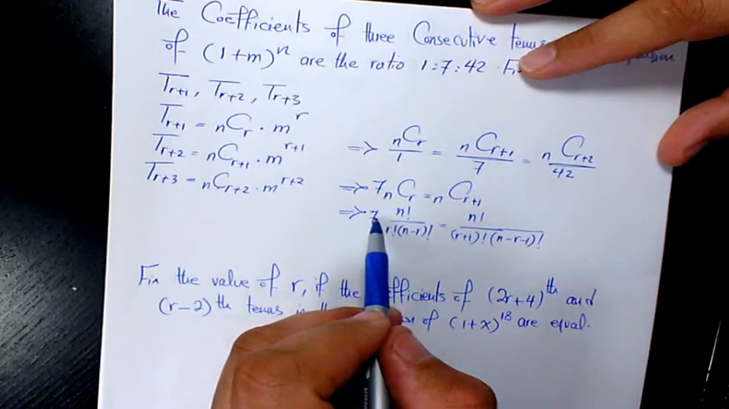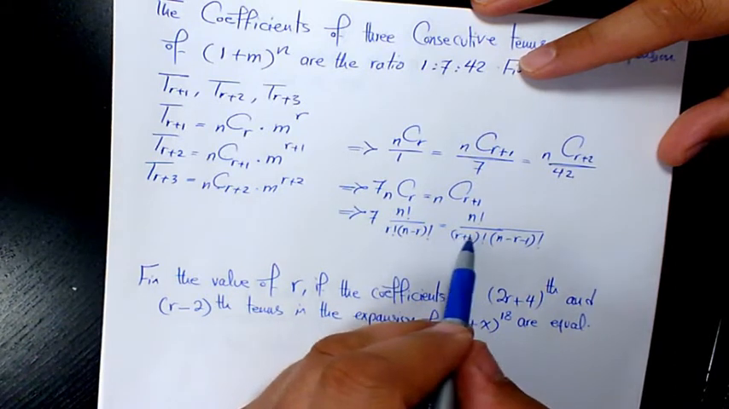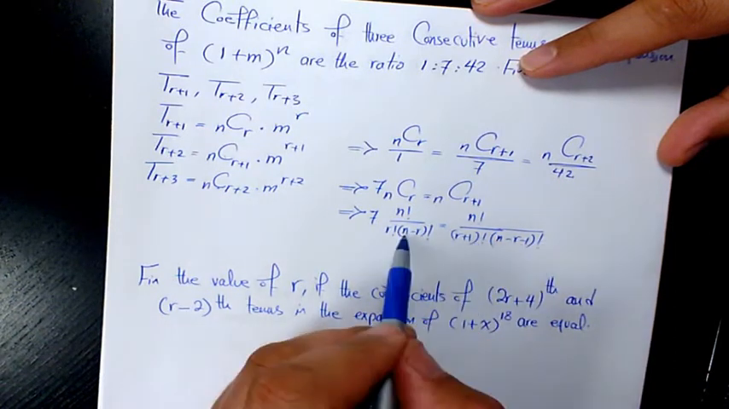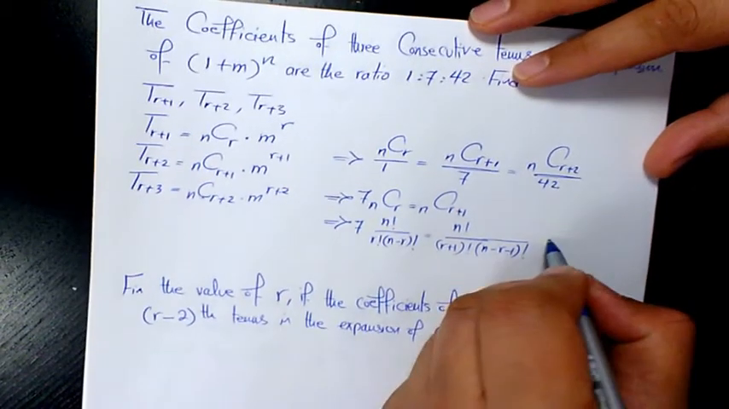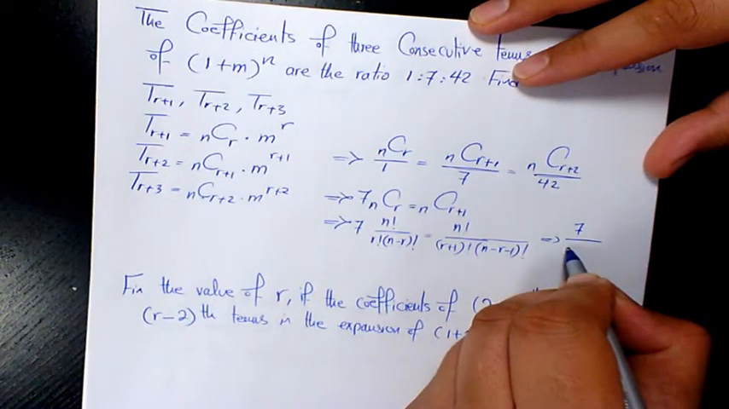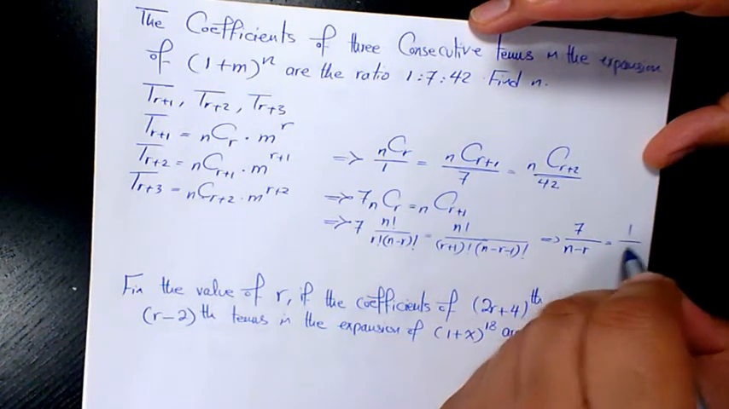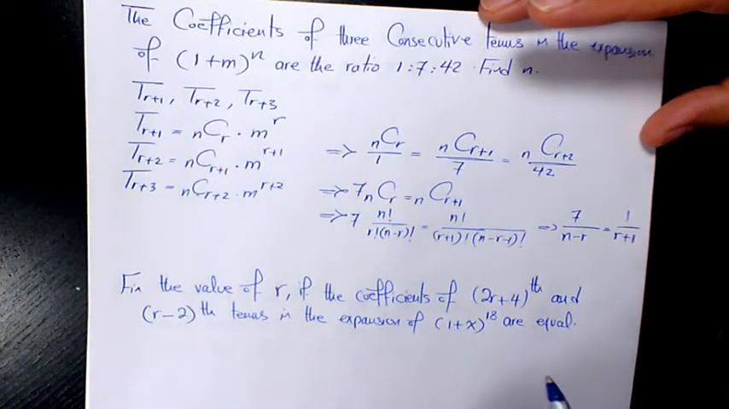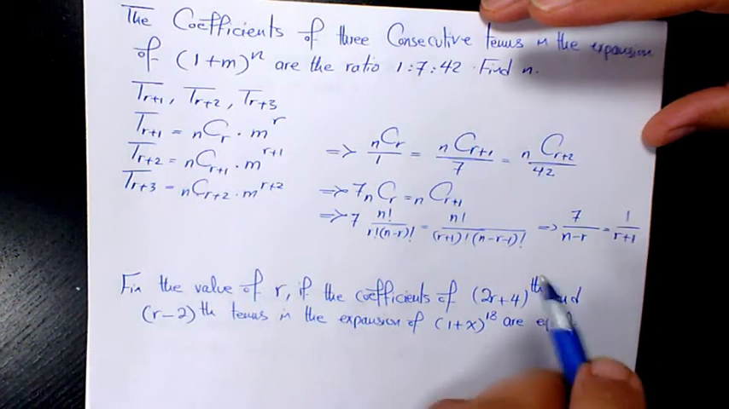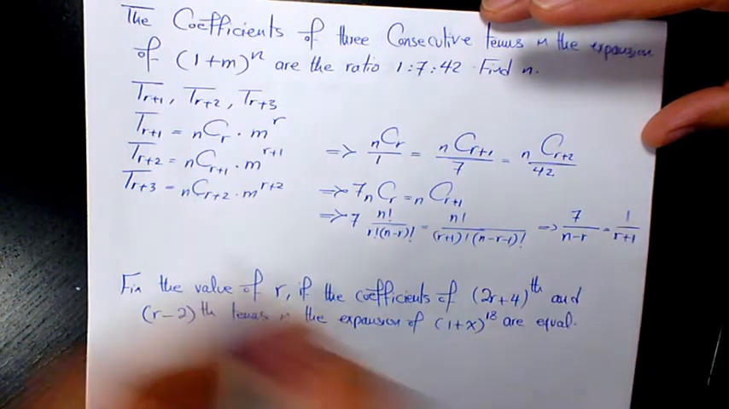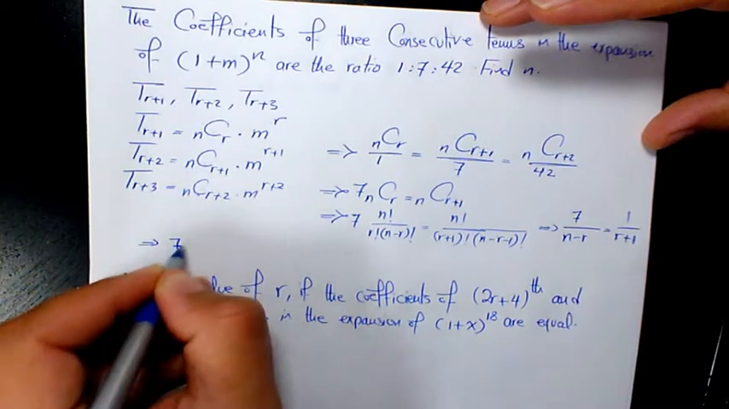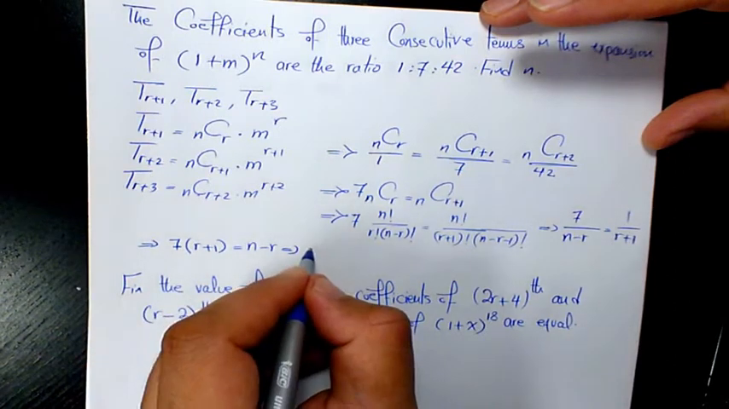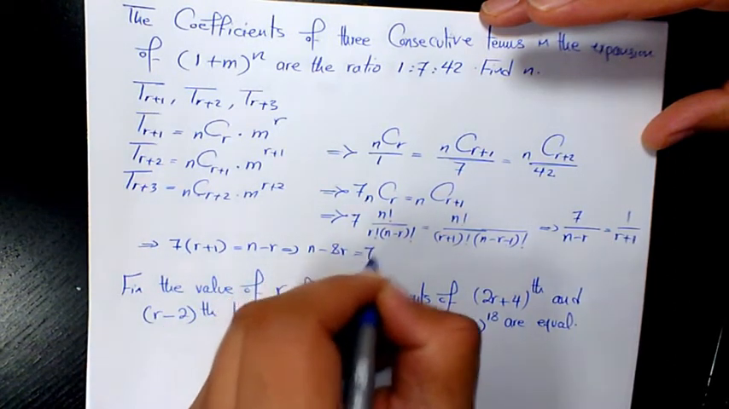So these two cancel out. r factorial is going to cancel out with r factorial and remain r plus 1. And here we're going to have the same thing. We can cancel this one and remain n minus r. So that's going to be 7 over (n minus r) equals 1 over (r plus 1). So in that case, we can calculate n and r. 7 times (r plus 1) equals n minus r, which is going to be n minus 8r equals 7.